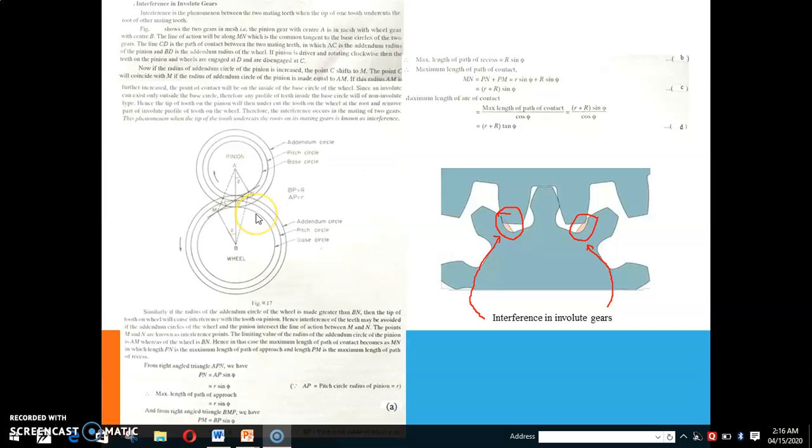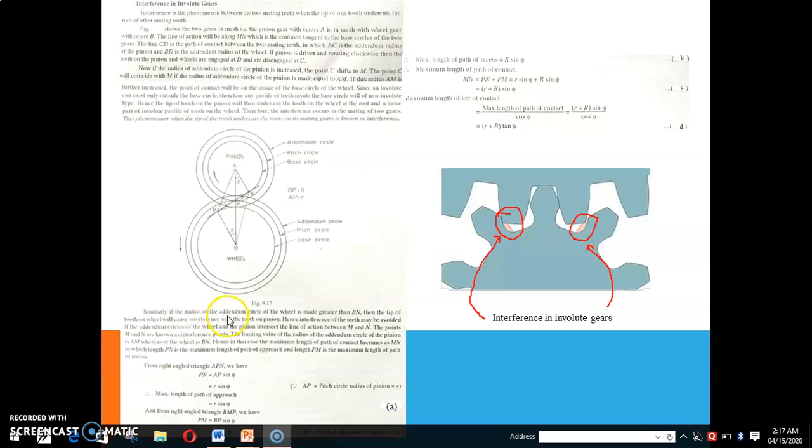circle of the wheel. Since an involute can exist only outside of the base circle, any profile of the teeth inside of the base circle will be of non-involute type. Hence the tip of the tooth on the pinion will then undercut the tooth on the wheel at the root and remove part of the involute profile of the tooth on the wheel. Therefore, interference occurs in the mating of two gears. This phenomenon, when the tip of the tooth undercuts the root on its mating gear, is known as interference.